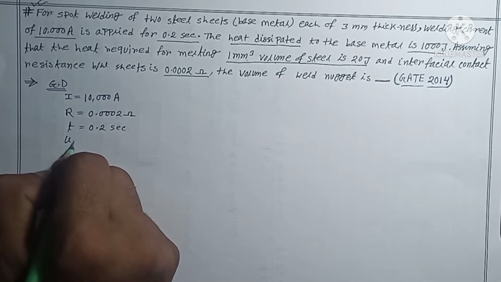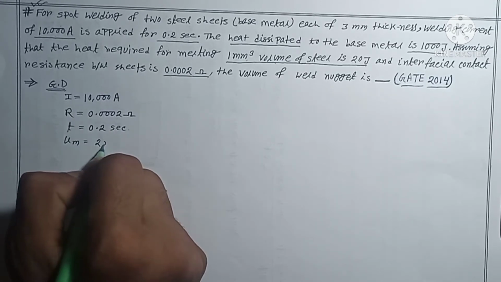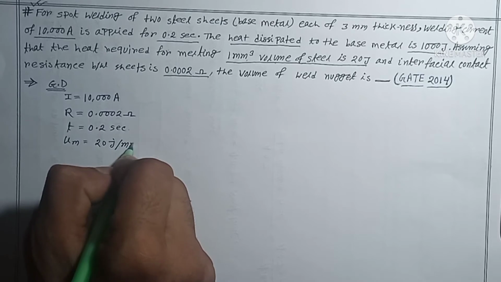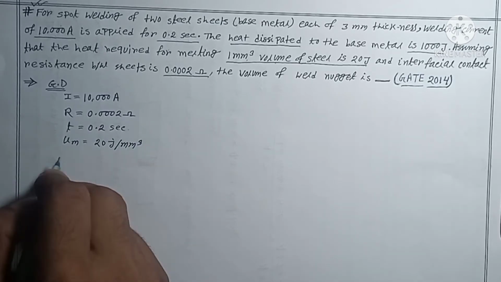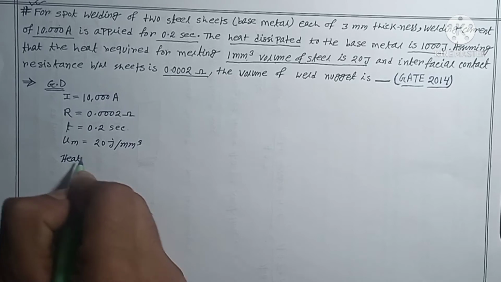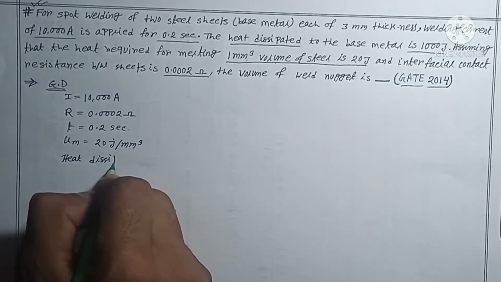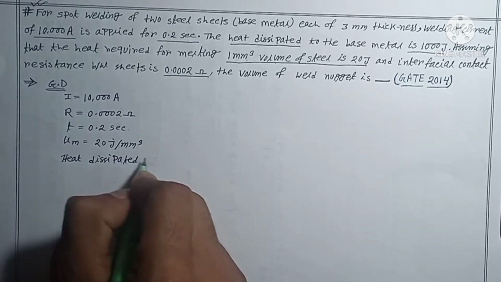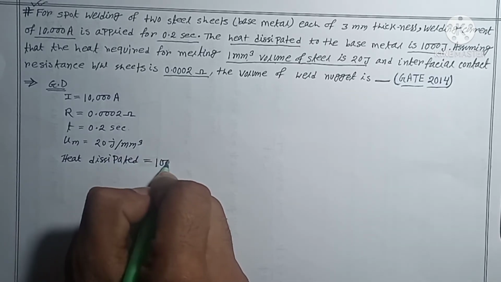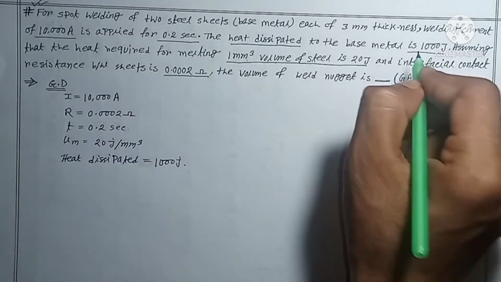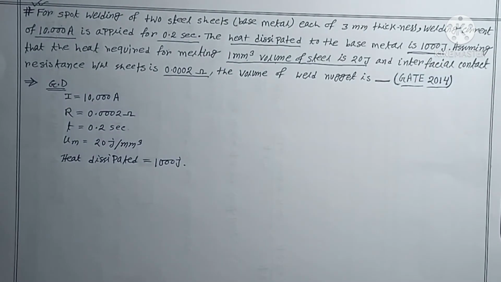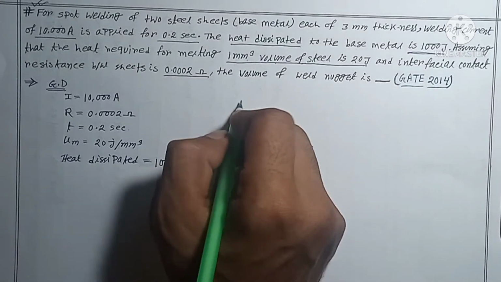Now unit melting energy is provided how much? 20 joule per mm cube. Am I right? And heat loss, or heat dissipated, is provided to you as 1000 joule. Am I right? 1000 joule is the heat dissipated. Now first of all, we have to find out the total amount of heat generation. To find out the heat generation, we have a simple formula.